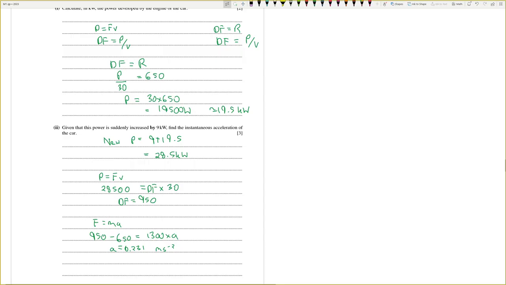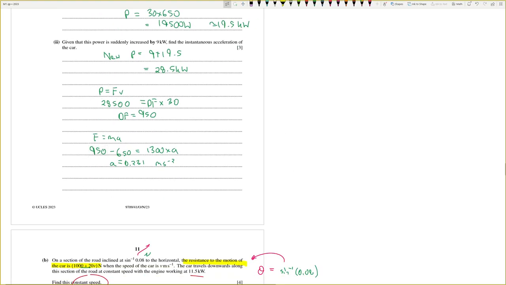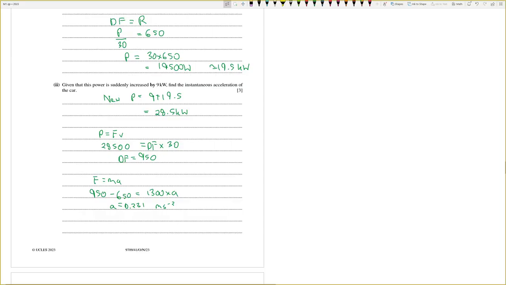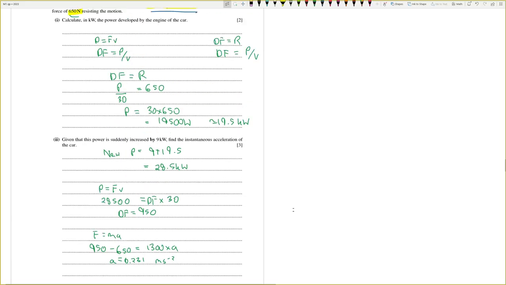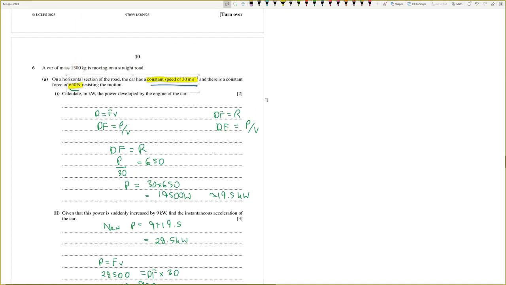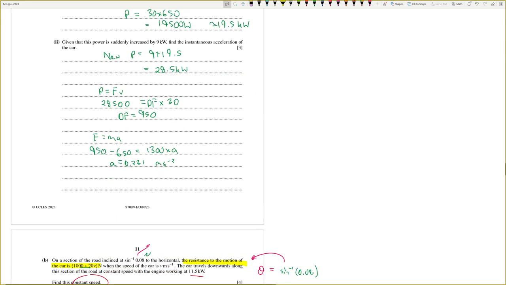Okay, now what is the new acceleration? So we have the new driving force, which is 950. Basically you pressed on the accelerator suddenly. You'll know if you drive a car, you know what happens, right? You suddenly feel the pull, or the push, I mean. So 950 minus the resistive force, which is still the same since they said nothing about it. So 950 minus 650 is equal to ma, 1300a. So the value of a is 0.231, which is 3 by 13.